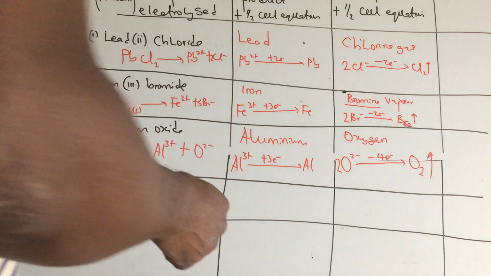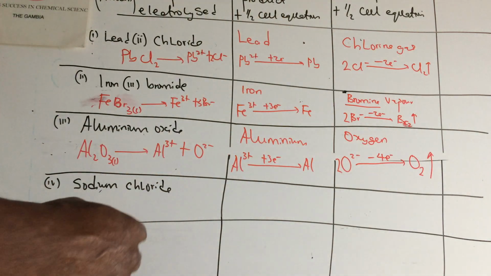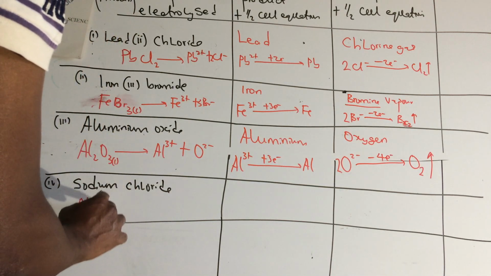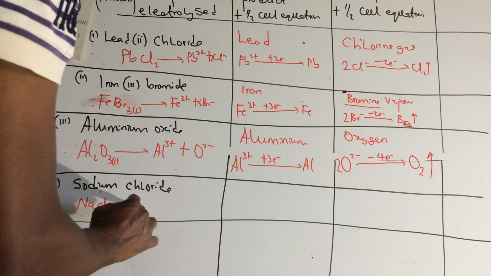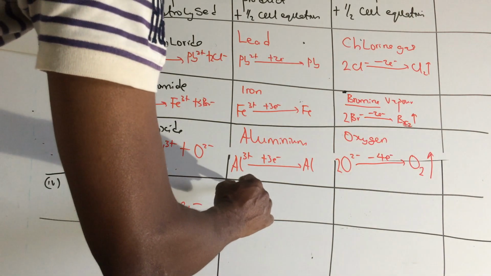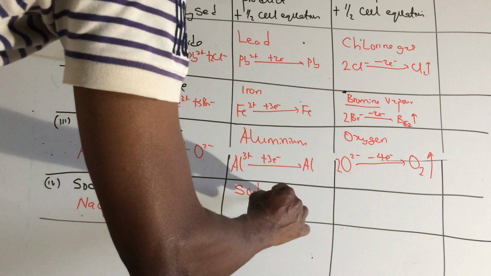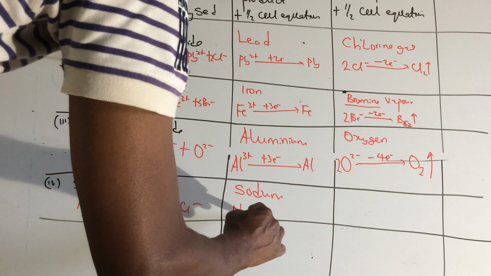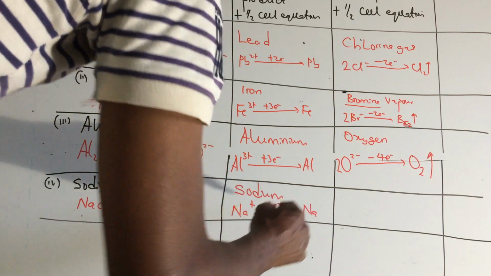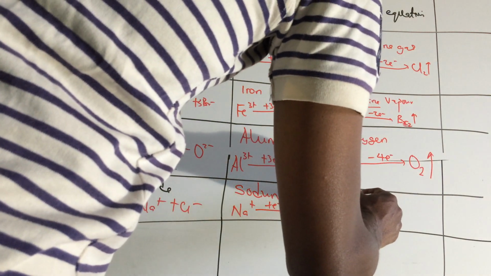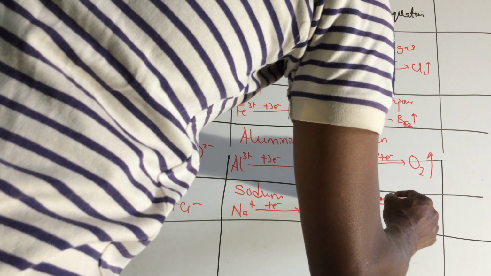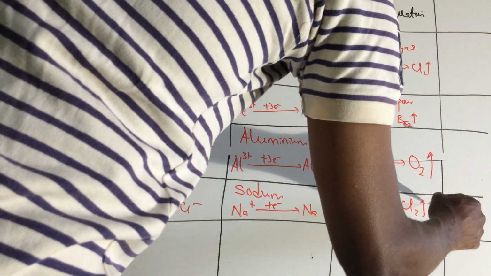Now if you look at sodium chloride, that's the easiest. It's sodium at the cathode, and that is it. And chloride at the anode, and that is the gas.